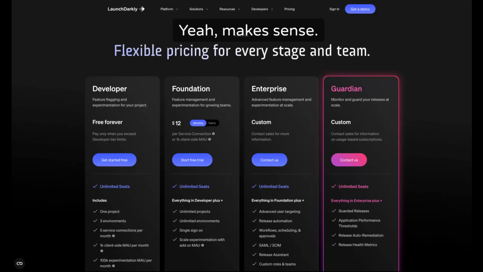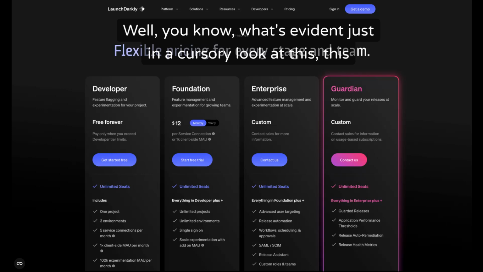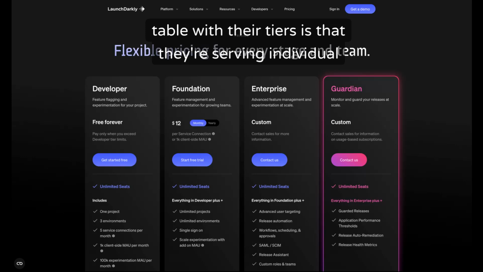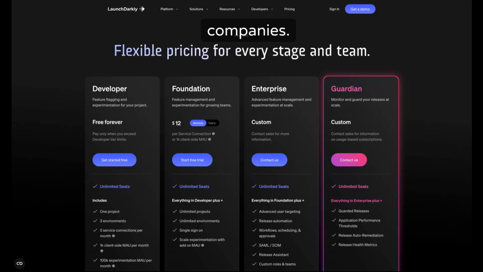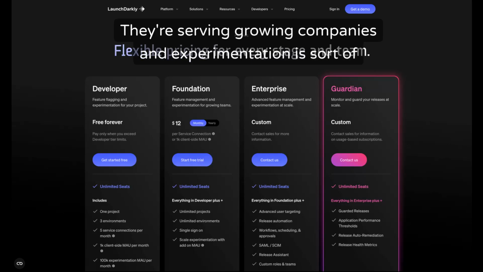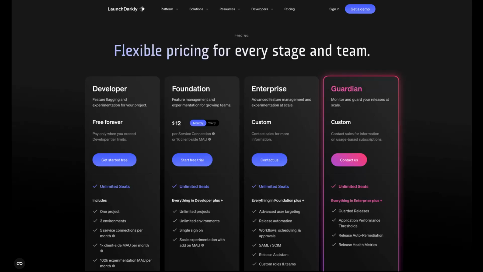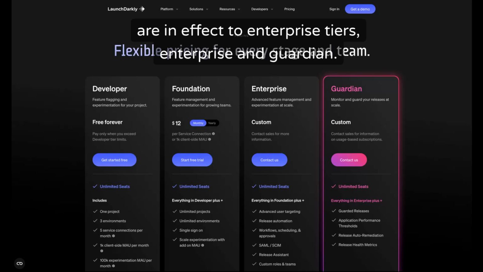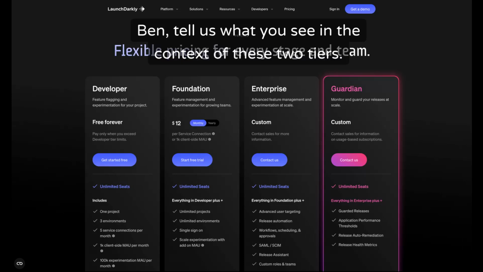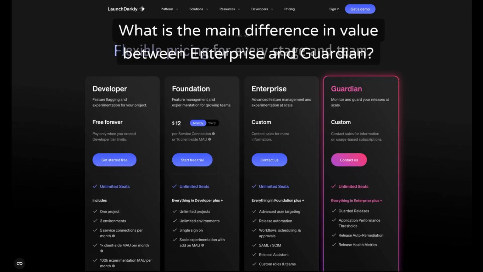Yeah, makes sense. Well, what's evident just in a cursory look at this table with their tiers is that they're serving individual developers, maybe hobbyist developers or really small companies. They're serving growing companies, and experimentation is a highlighted value proposition. And then interestingly, and I don't see this too often, they have what are in effect two enterprise tiers, enterprise and guardian. Ben, tell us what you see in the context of these two tiers. What is the main difference in value between enterprise and guardian?